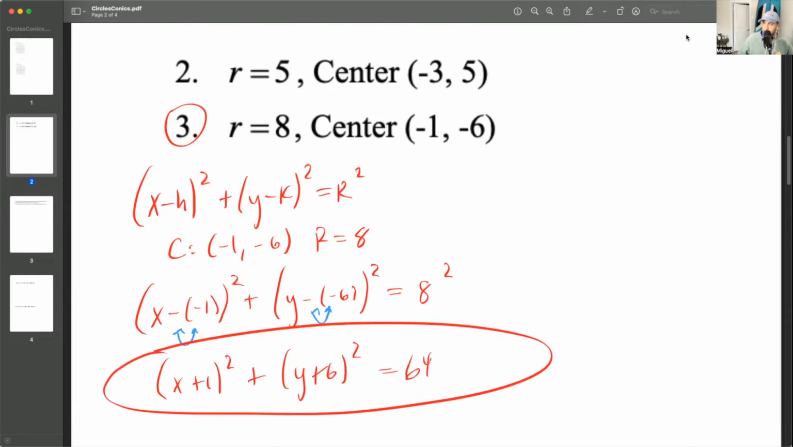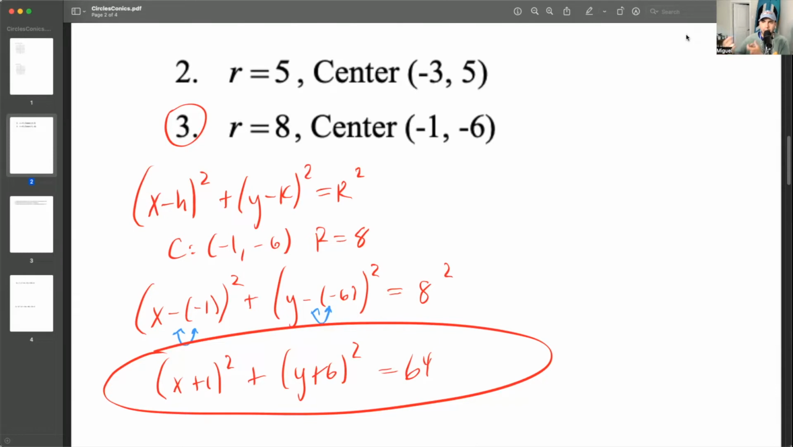Now I know we're already given the center in the very beginning, but this again is another situation where you can look at the parentheses and say, oh, this is an x plus 1. That means that my circle was translated to the left 1 unit. And because it was a y plus 6, that means that the center was translated 6 units down. And that is, of course, why the center is (-1, -6).